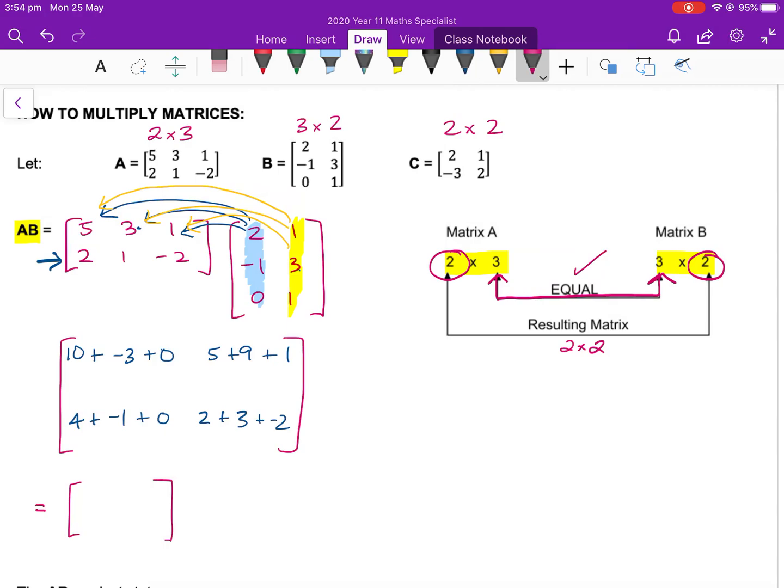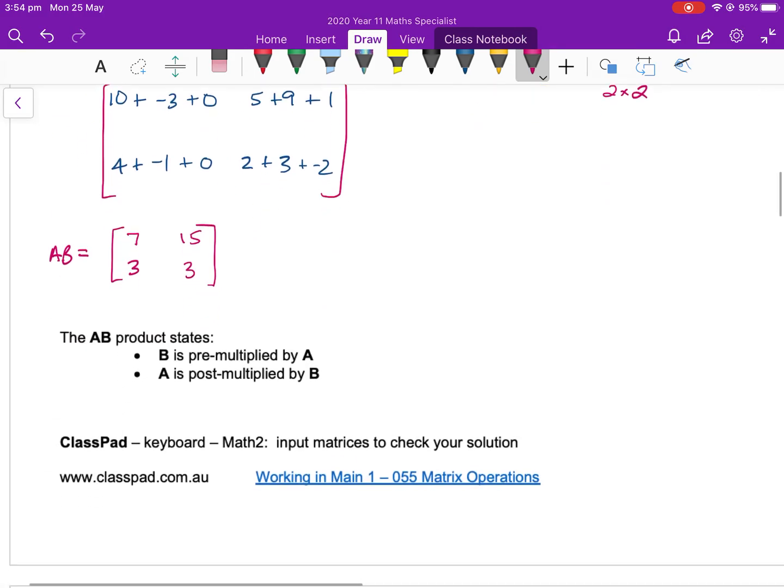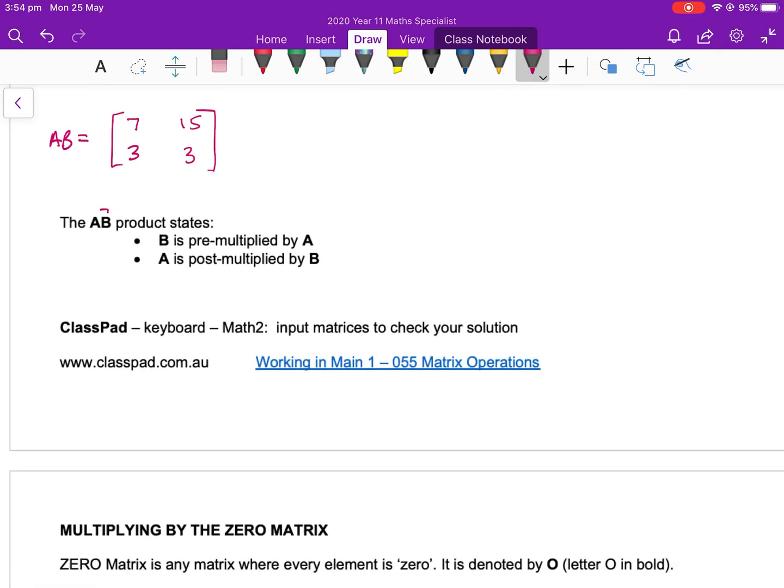And then adding these together, we've got 10 and negative 3, which is 7. And then we've got 5 plus 9, which is 14, plus 1, 15. 4 take 1 is 3. 2 and 3 and negative 2 leaves 3. So AB multiplied together leaves us with a 2 by 2 matrix, 7, 15, 3, 3. So we can see here that when I do the product AB, that means that B is pre-multiplied by A because the A is first, or we could say that matrix A is post-multiplied by B because B was the second matrix in the multiplication.